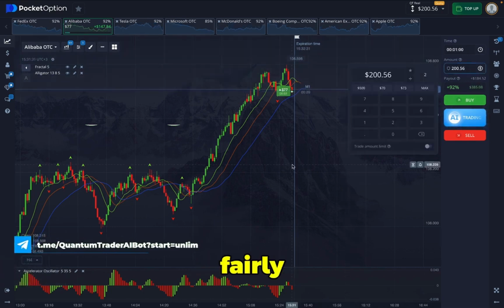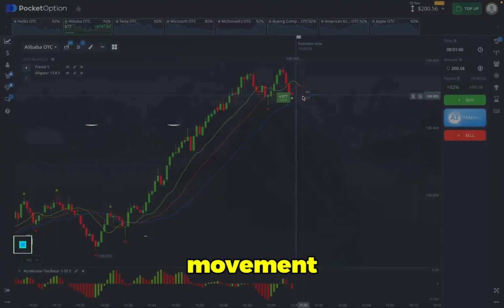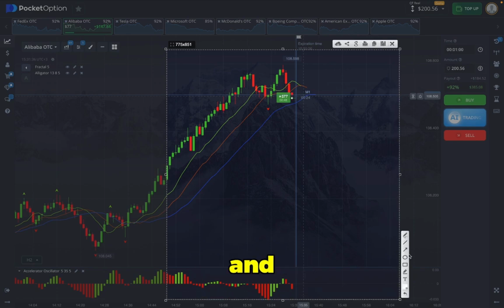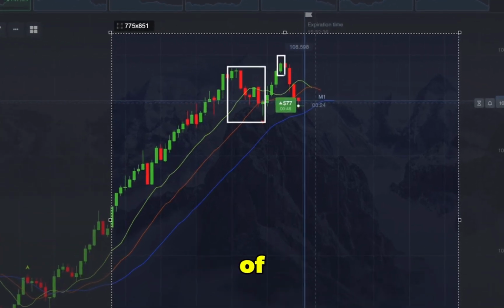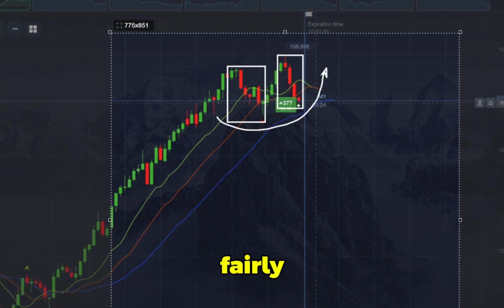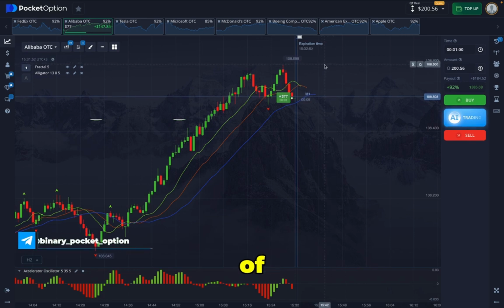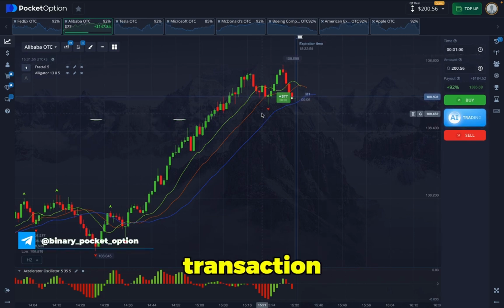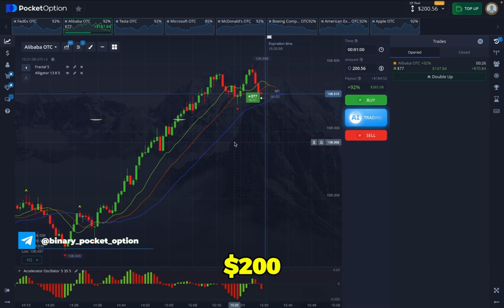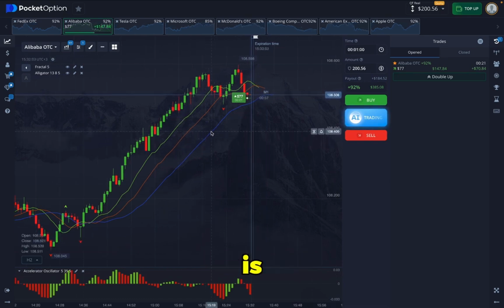We also had a fairly strong pullback for the extreme section of the movement. We had about 2 pullbacks. And I think that in general, the dynamics of movement here should continue the upward movement. So here is a fairly simple opening. Let's look at the result. And in case of failure of this transaction, I will open an additional $200 already, about 20 seconds before the position is completed.